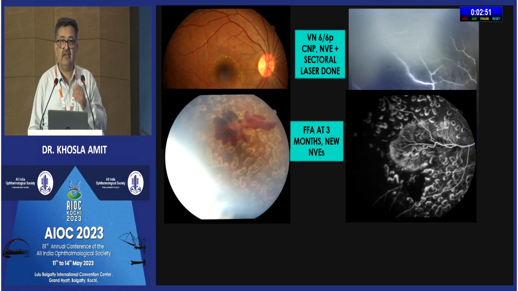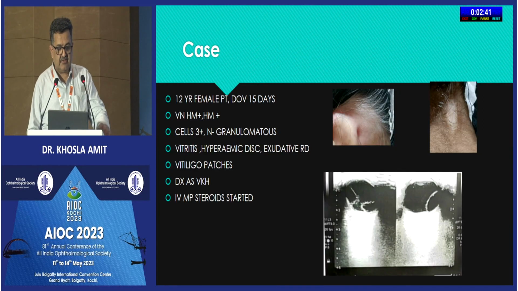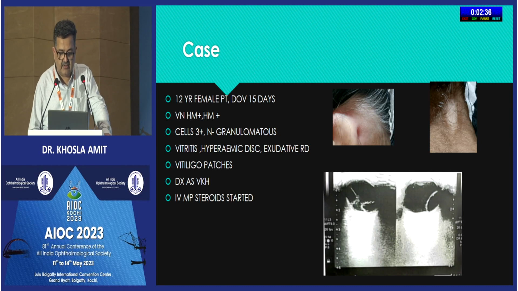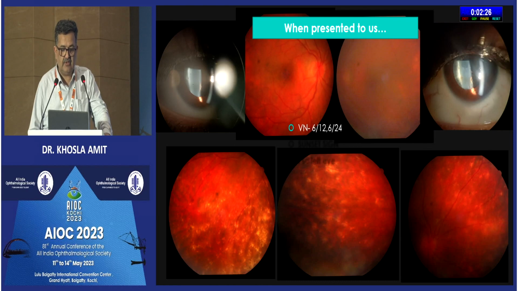Sometimes post-fever retinitis can have vasculitis and you think it's resolved, but you need to look for NVDs, NVEs, and also sometimes uveitis can also miss a CNVM. Here's a patient just referred to me 2 days back with poliosis. The initial exudative RD was diagnosed as VKH. So after 2 months, the patient came with 6/12 vision on steroid and Azoran. So when presented to us, the vision was 6/12 and 6/24.